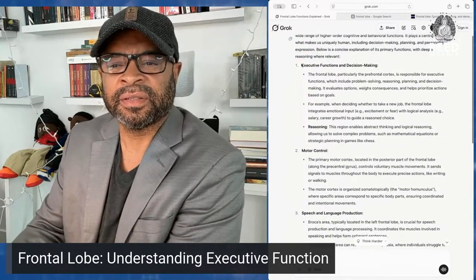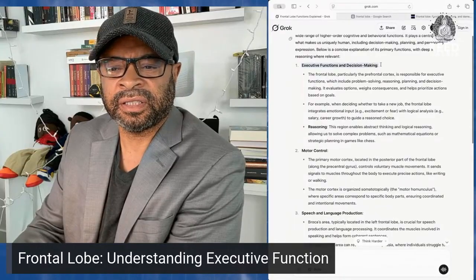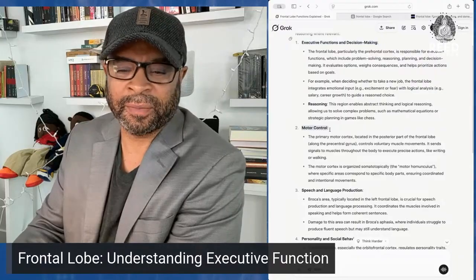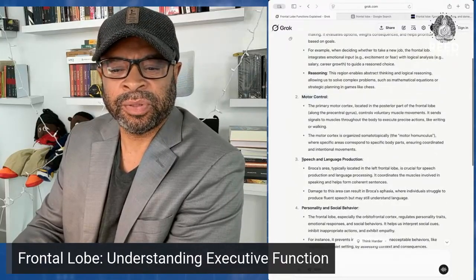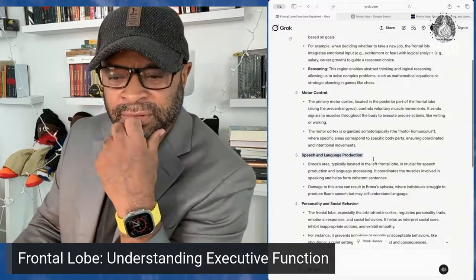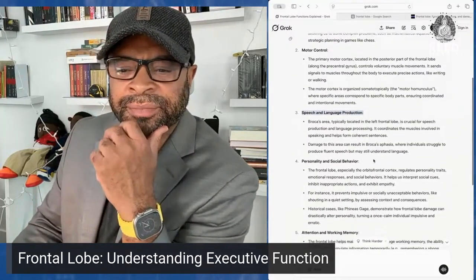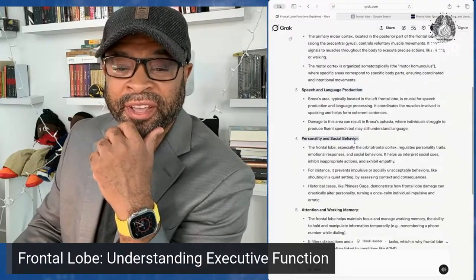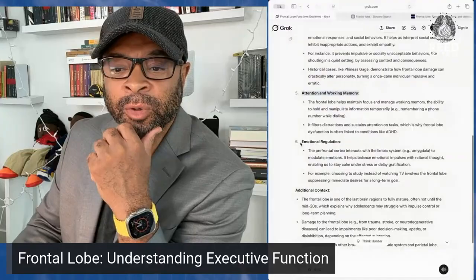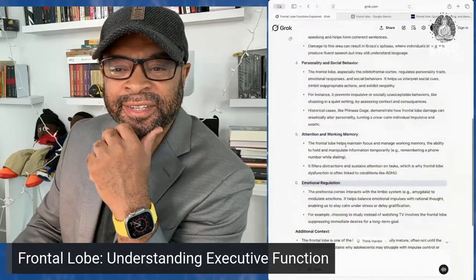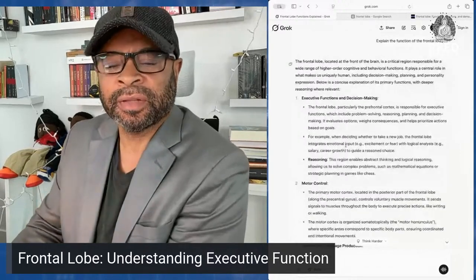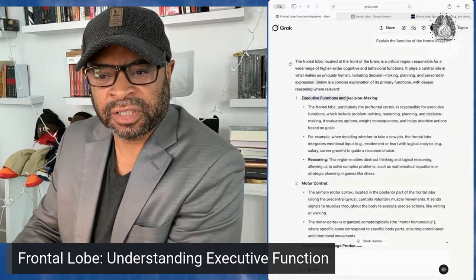Okay, so look at this. So executive function and decision making, right? Motor control, remember ADHD, speech and language production, hyperactivity, that talky, personality and social behavior, attention and working memory, emotional regulation. All of these are very important roles of the frontal lobe. So here, executive function and decision making.